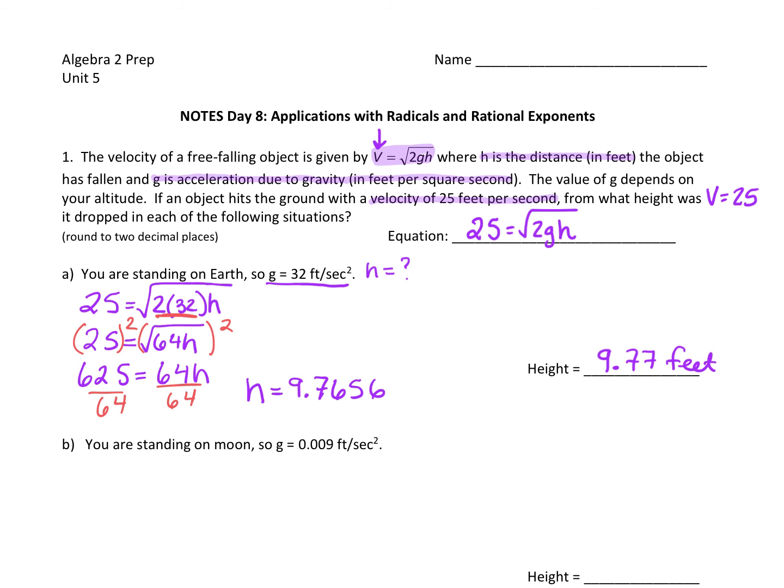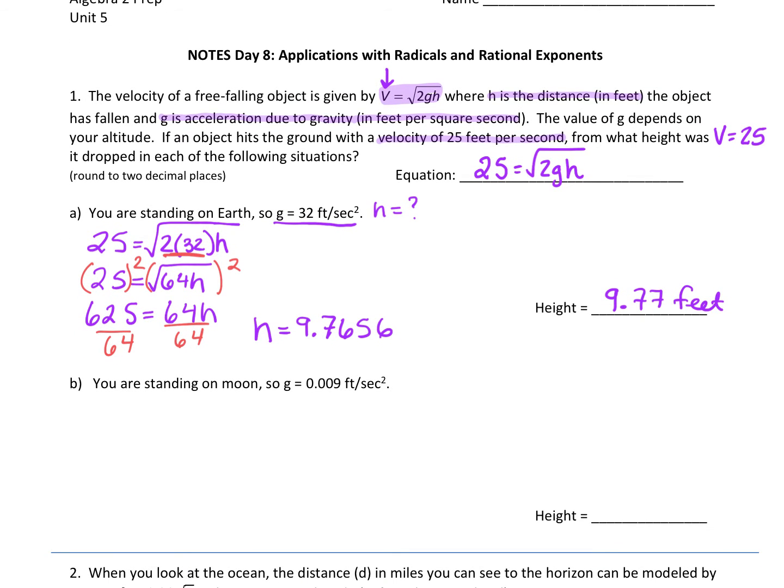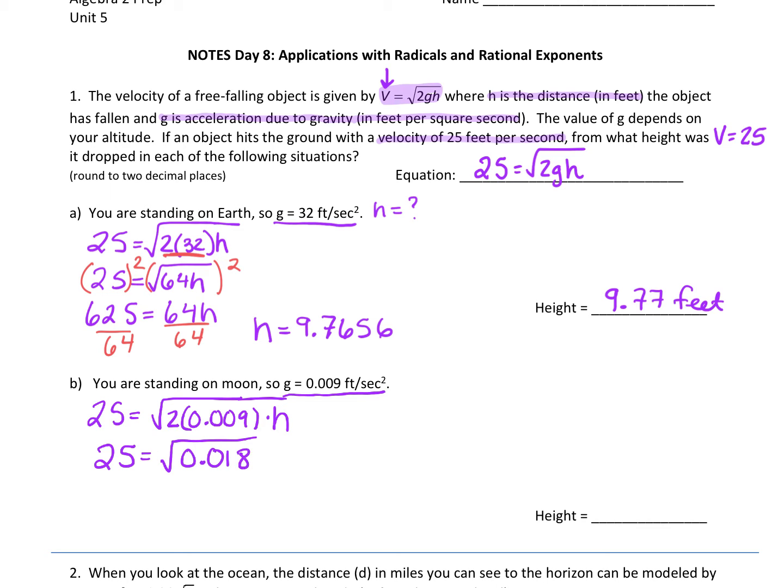All right, let's look at number 2, or letter B. Now it's saying we're standing on the moon, so our gravity is only 0.009 feet per second. So we're going to use the same formula we did in A, except for g, I'm going to plug in 0.009, and now we're going to solve for h. So 25 is going to equal the square root of 2 times 0.009, which gives me 0.018h. And again, just like above, to get rid of the square root, I'm going to need to square both sides.